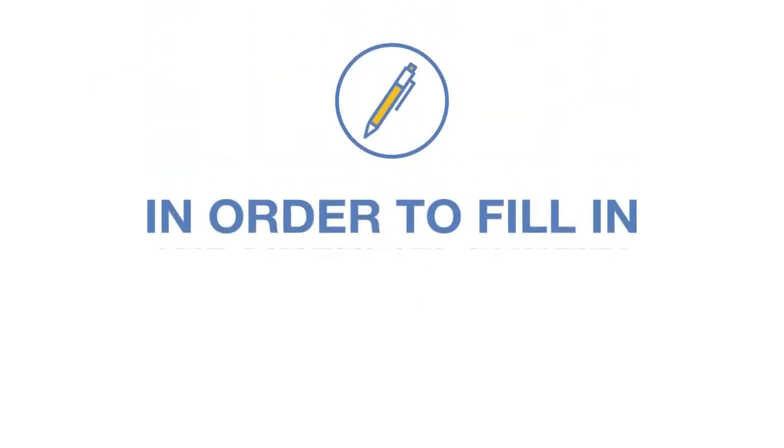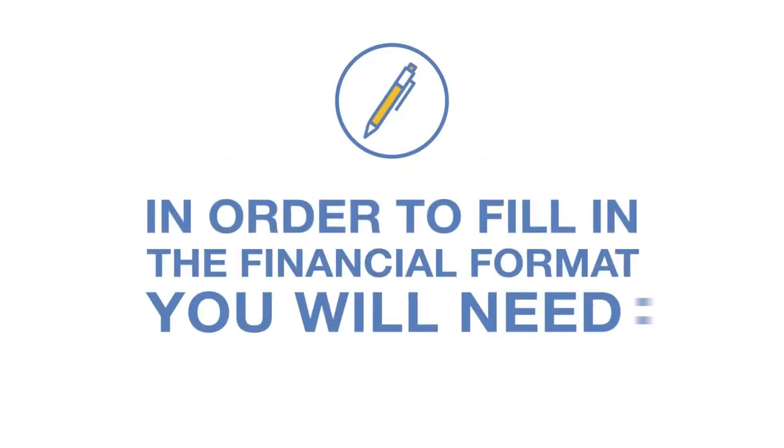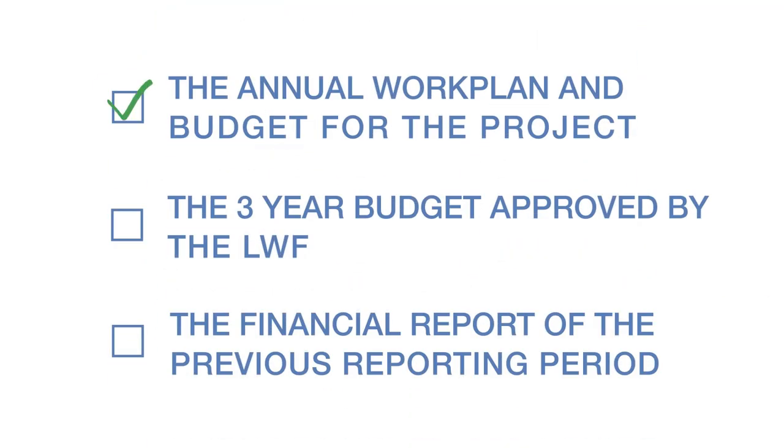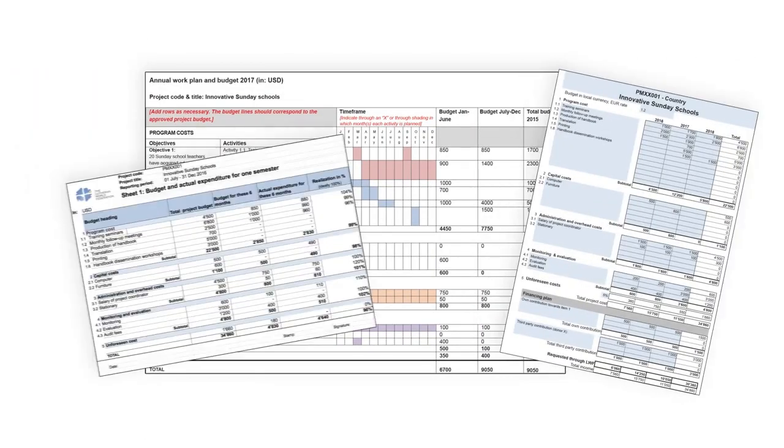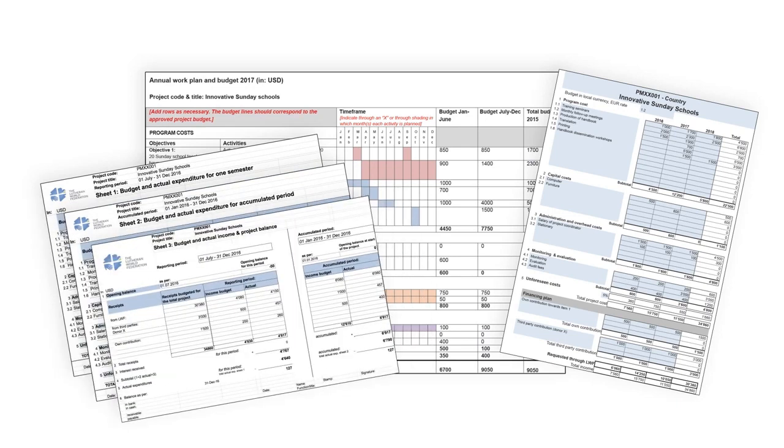In order to fill in the financial format, you will need the annual work plan and budget for the project, the 3-year budget approved by the LWF, and the financial report of the previous reporting period. Throughout a project, budget control on both the receipts and expenditure will play a prominent role and, as a result, requires strict monitoring.